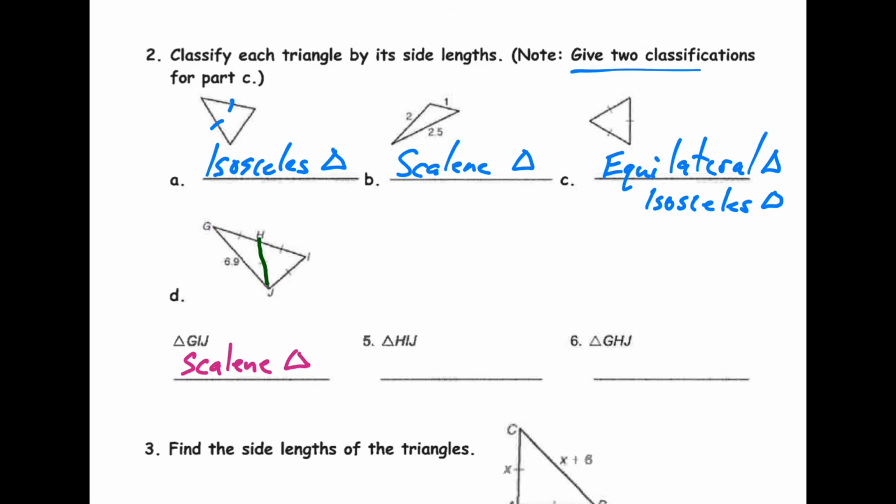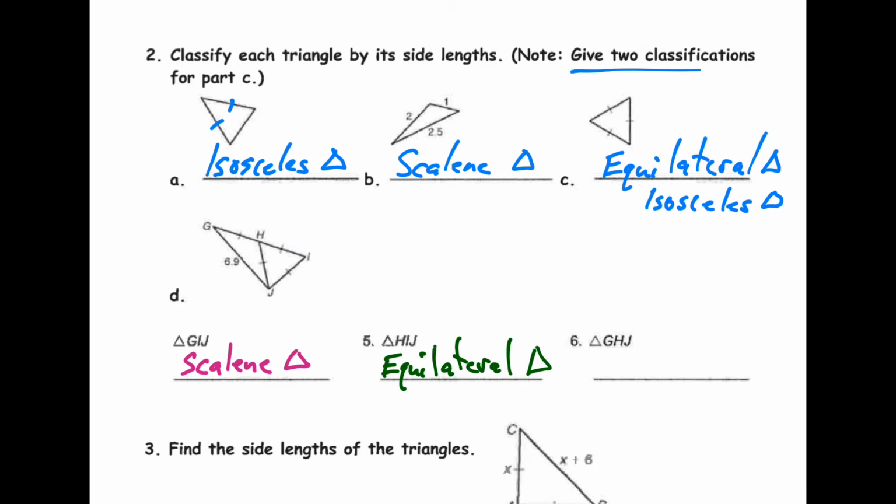HIJ, triangle HIJ is right here. And this triangle is going to be an equilateral triangle, because we have all three sides congruent. Once again, if you put isosceles on this one, and that's your only answer, that's going to be marked wrong. So you either want to put equilateral triangle or you want to put equilateral triangle and isosceles. So you don't just want to leave that as isosceles.